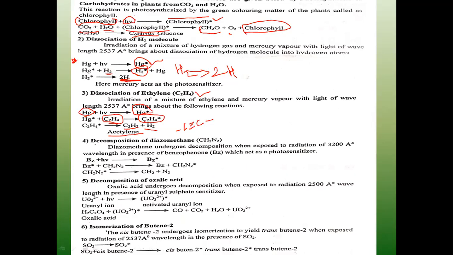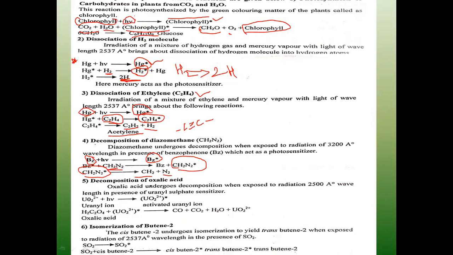The next example is the decomposition of diazomethane. Here benzophenone, BZ, is used as a photosensitizer. It absorbs the energy and undergoes excitation, and then in the excited state it acts as a donor. It donates its energy to the diazomethane, and the diazomethane gets excited. Then diazomethane in a triplet energy level is decomposed into CH2 and N2 molecules.